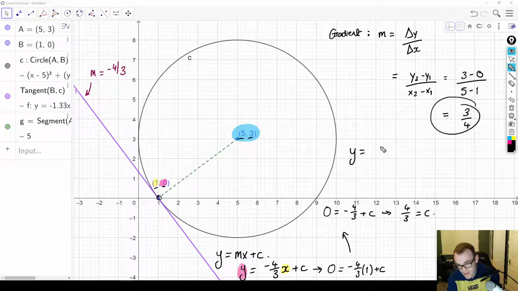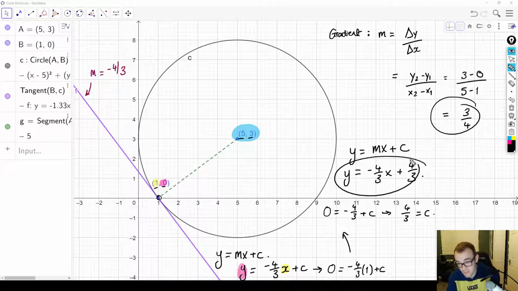Therefore, the entire equation of the line y equals mx plus c: the gradient is -4/3. The intercept is 4/3, and there it is. That's the equation of the line. If you want to multiply it through by 3 to get rid of the fractions, you can. So I could call it 3y equals -4x plus 4, or some variation of that. That's okay as well.